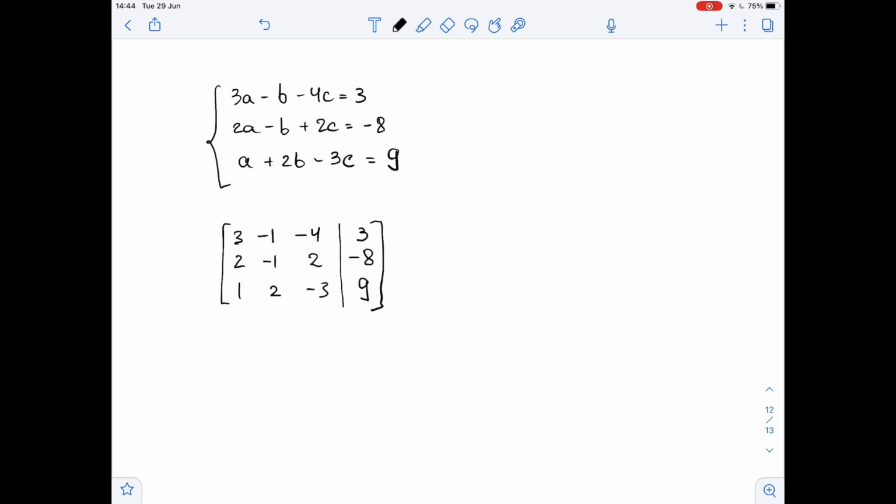So this is our augmented matrix, and now we will perform row operations in order to reduce it to its row echelon form. So we will start by dividing row 1 by 3. So row 1 becomes 1/3 times row 1, and we get 1, -1/3, -4/3, 1. Here the rest of the rows stay the same, so it's 2, -1, 2, -8, 1, 2, -3, 9.